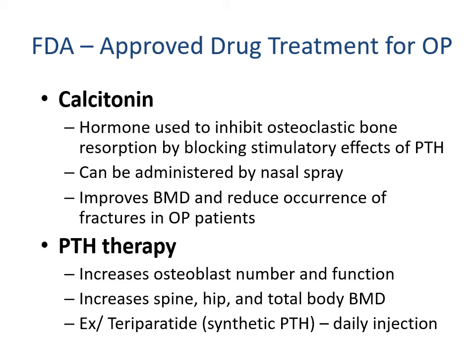Other options, we have things like calcitonin. This is used to inhibit osteoclastic bone resorption by blocking the stimulatory effects of parathyroid hormone. It is given as a nasal spray, and this improves bone mineral density and reduces the occurrence of fractures in osteoporotic patients. We also have parathyroid hormone therapy, which increases osteoblast number and function, and increases spine, hip, and total bone mineral density. This is a synthetic form of parathyroid hormone given via daily injection.